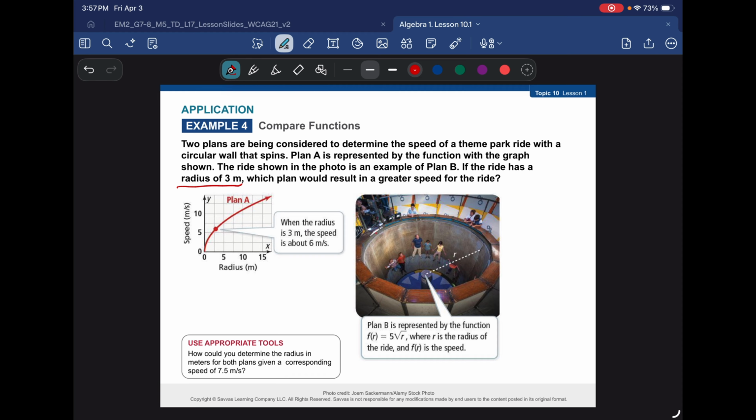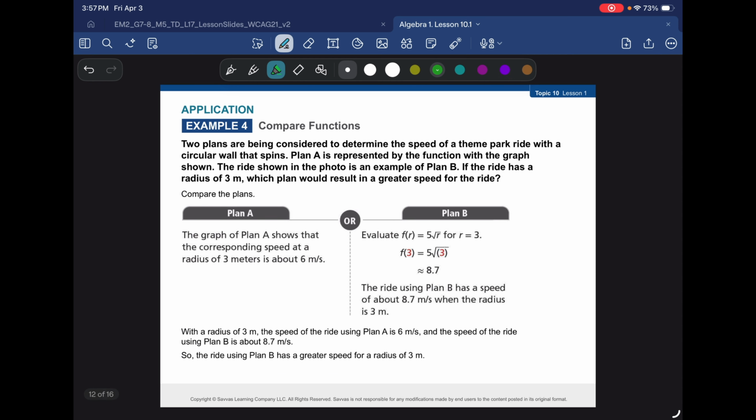Okay, so we have plan A represented in a graph, and we can see actually just from the graph, they tell us what the speed is. It's about 6 when the radius is 3. For plan B, however, we don't have a graph, but we do have an equation for the function, 5 times the square root of r. So can we figure out what the speed will be for plan B? Well, yes, we can. We can just evaluate the function when the radius is 3.